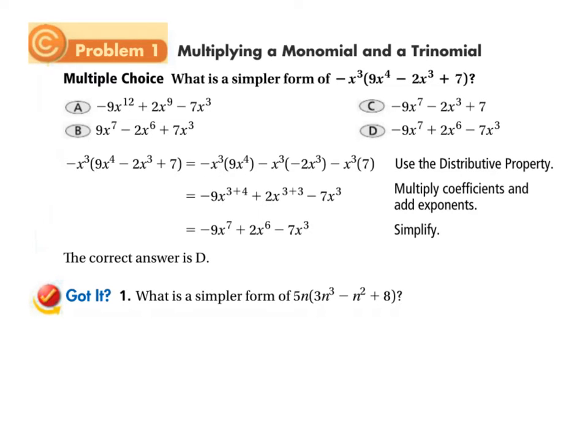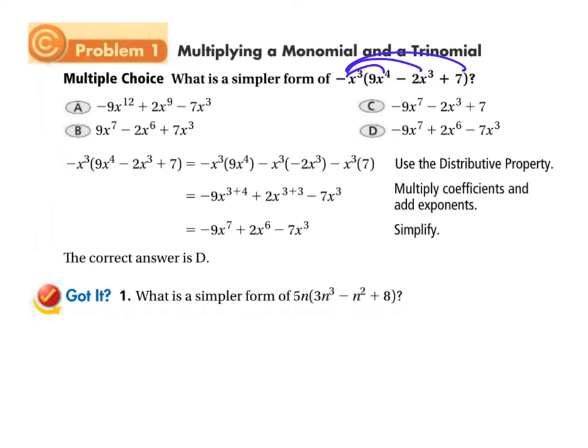Okay, so what's the simpler form of this? What we're really going to do is distribute this times this, times this, and this times this. Okay, so they wrote it out in pieces right here. They're saying what they asked us for here. By the way, these are just multiple choices. We'll see which one's right in a second. They're going to say this negative x cubed times this term, 9x to the fourth, is there. This negative x cubed times this negative 2x cubed is right there. And this negative x cubed times this positive 7 is right there.